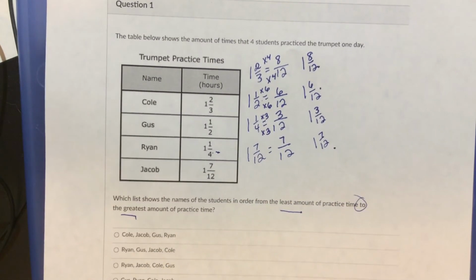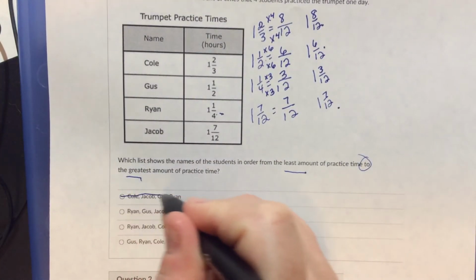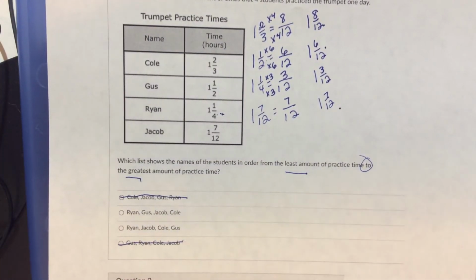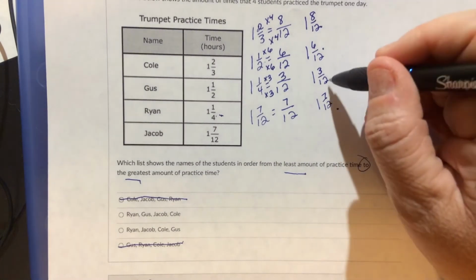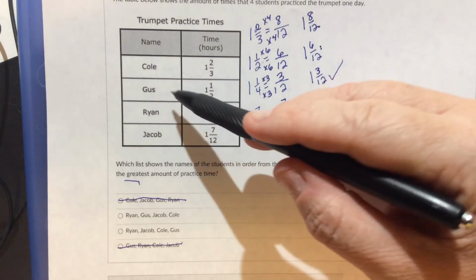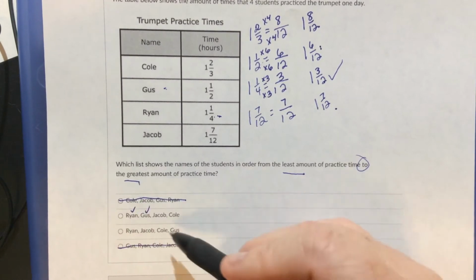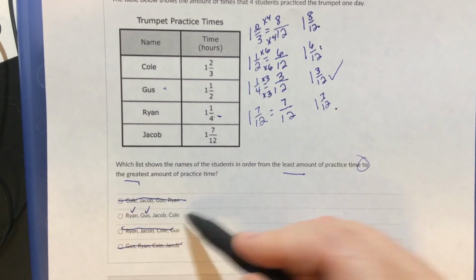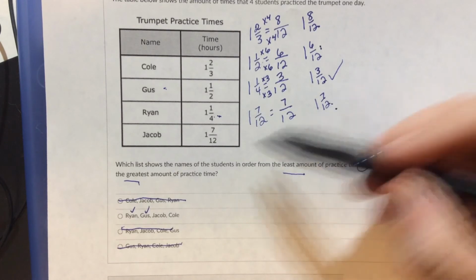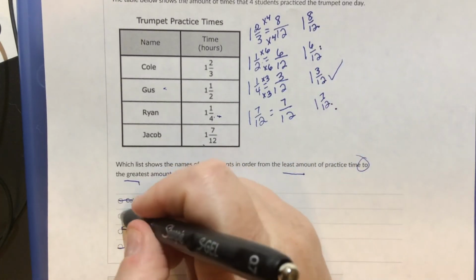That tells me I can rule out 2 answer choices here. I can rule out this one and this one. Ryan's got to be first. And then after 3/12, what's the next smallest? 6, which would be Gus. So Ryan and then Gus. After that, everything else changes, so that's the only one left. It'd be Jacob and then Cole. So that's your answer.